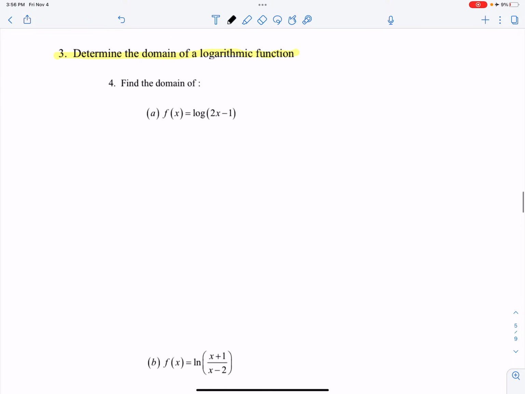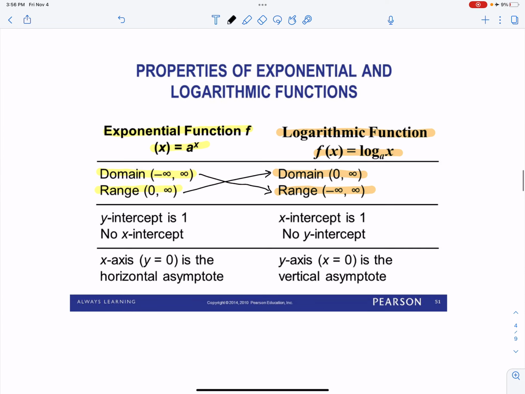Now, let's use our knowledge of these functions to determine the domain of the logarithmic function. We've got f of x equals the log of 2x minus 1. Well, let's look at our graph really quick.